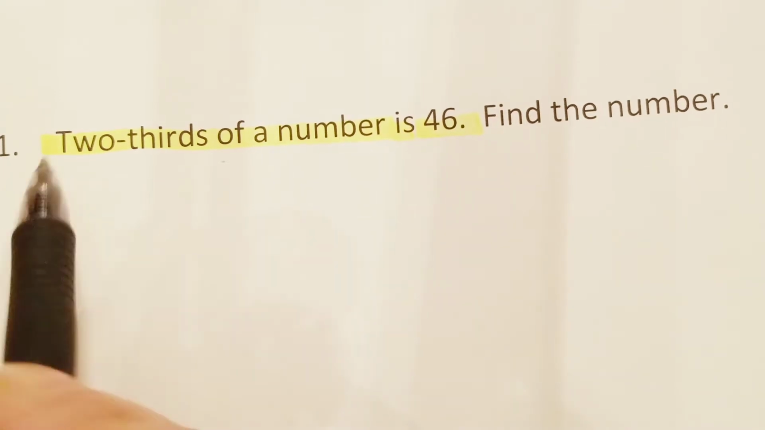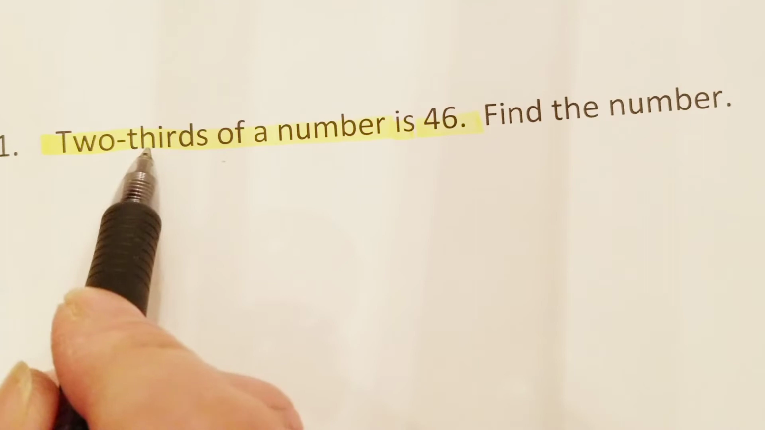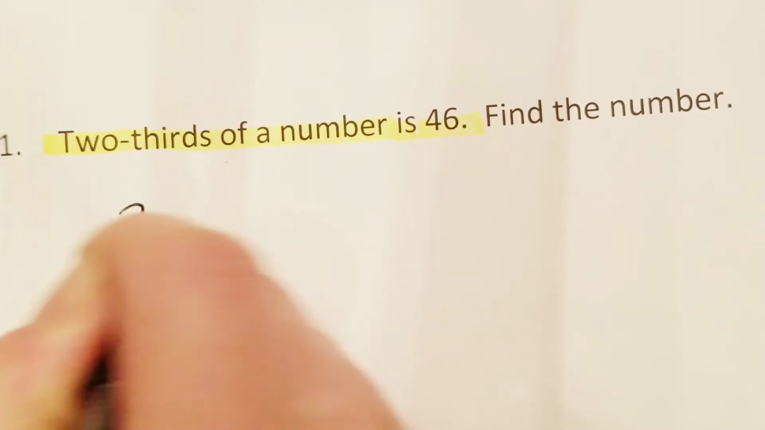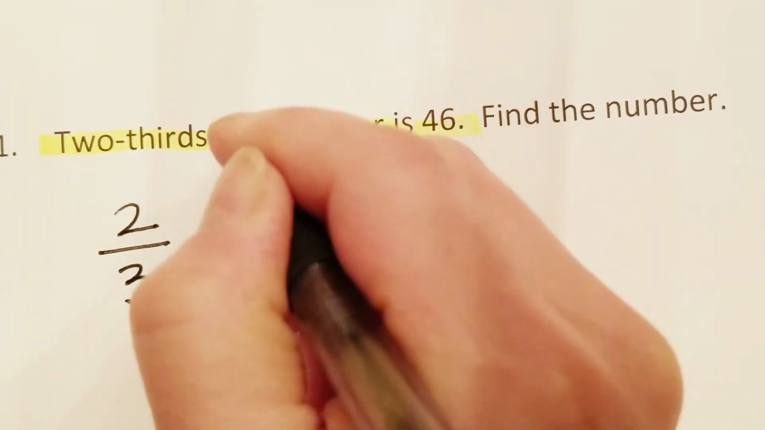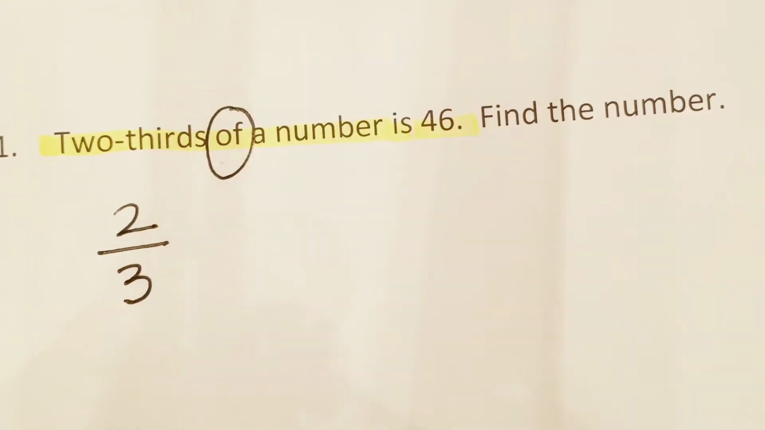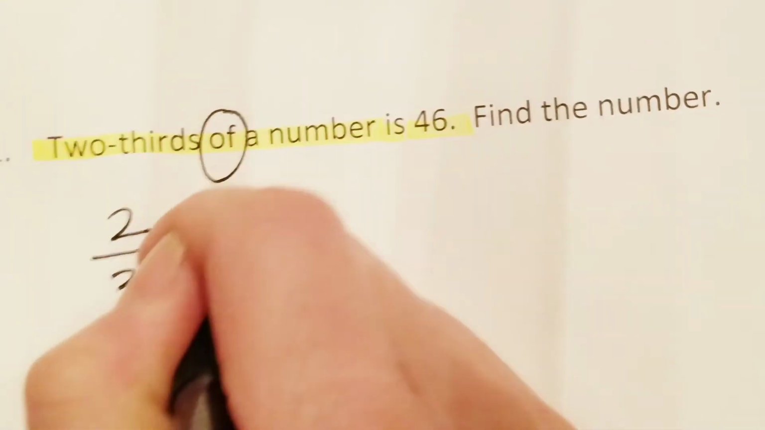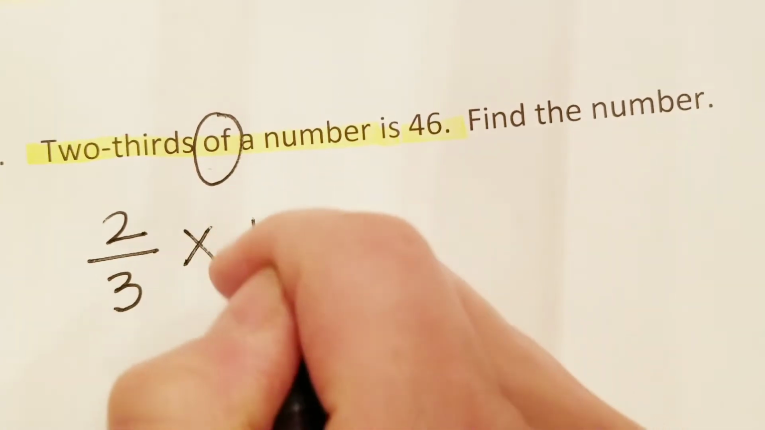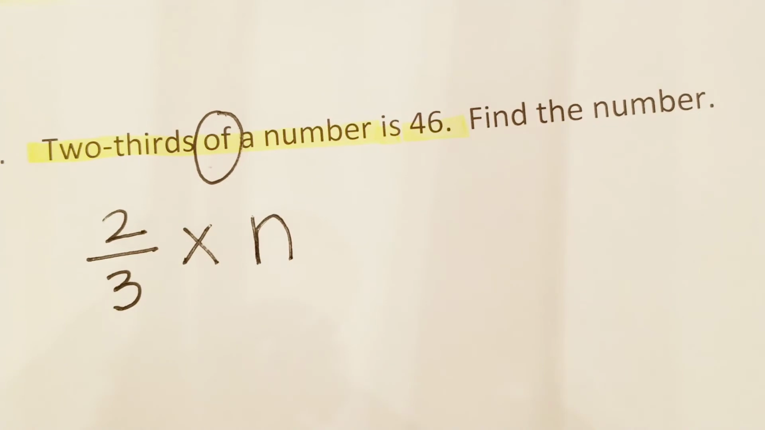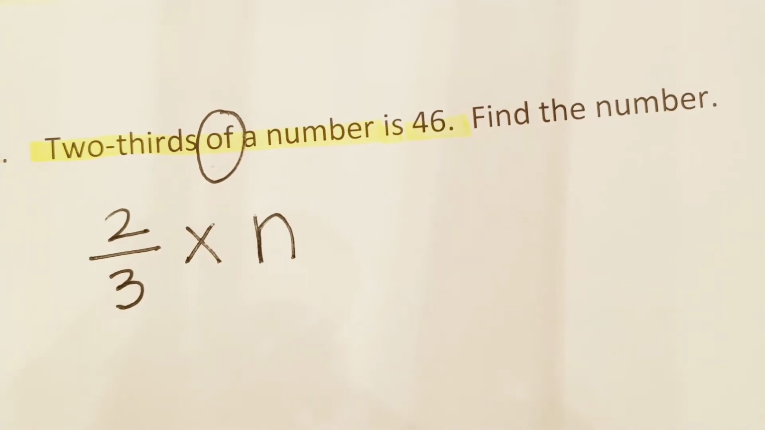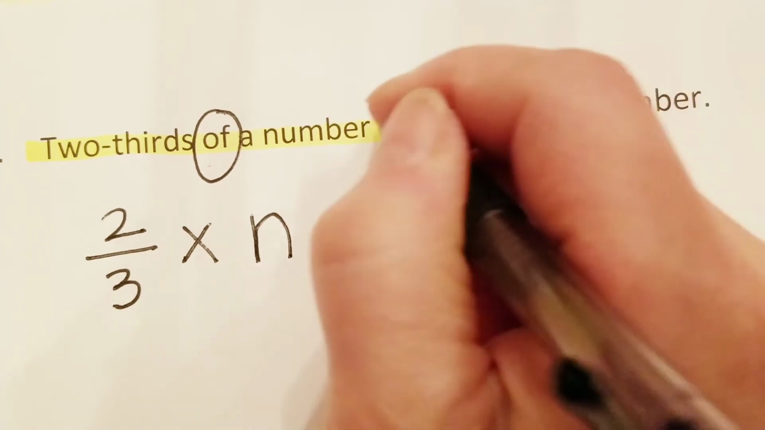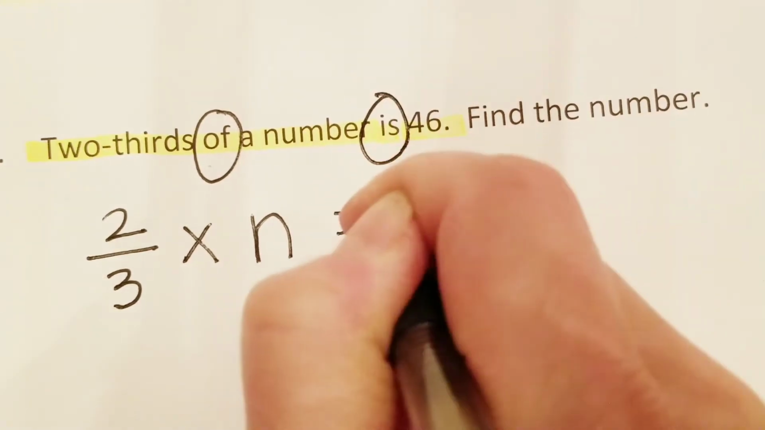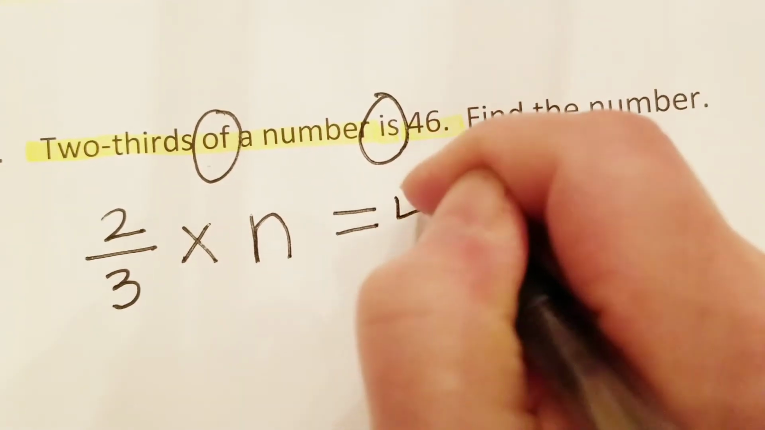So let's start from left to right. So 2/3, you guys know how to write that. Okay. Of means what in algebra? It means multiply. Okay. A number, you can pick any variable you want. I'll pick n because number starts with n, and then is equals 46.